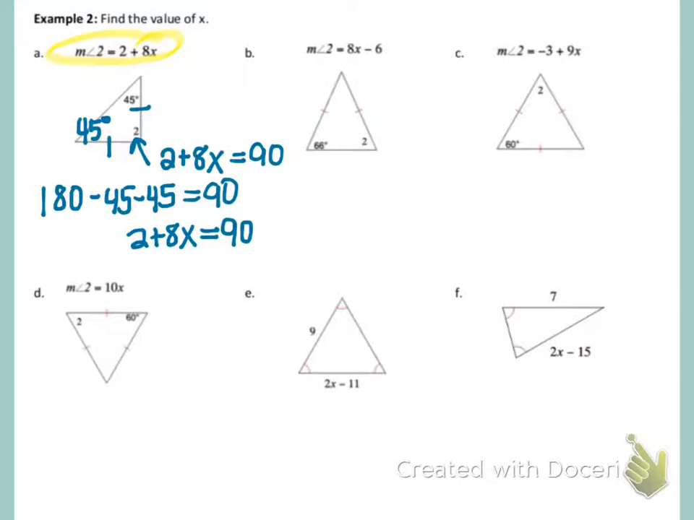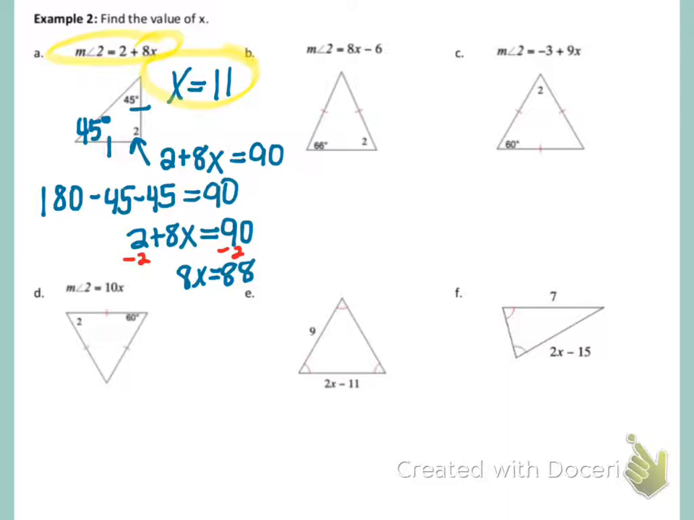So all we have to do to find out what x is then is just follow our rules for solving, which is reverse order of operations. So we subtract 2, and we end up with 8x equals 88, and divide by 8. That means x must be 11. And that's what they asked us to find, x. So there's our answer.